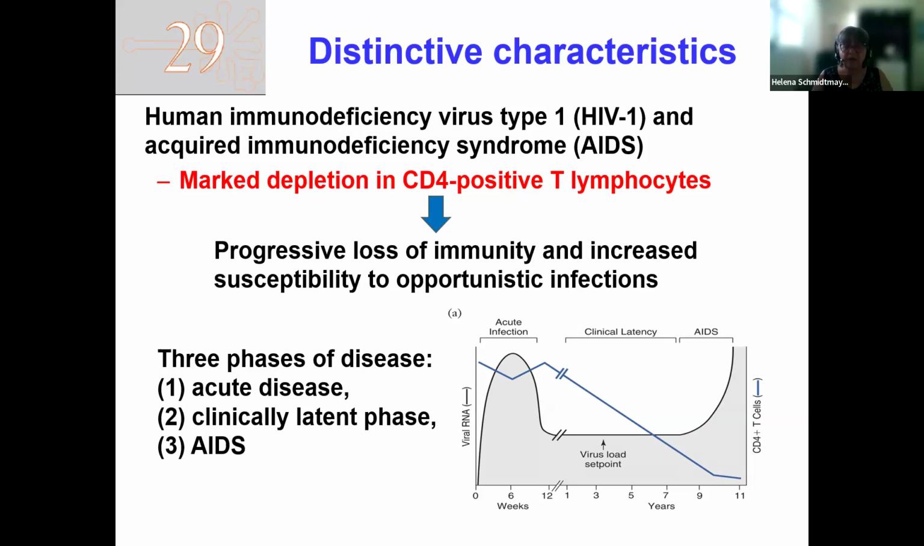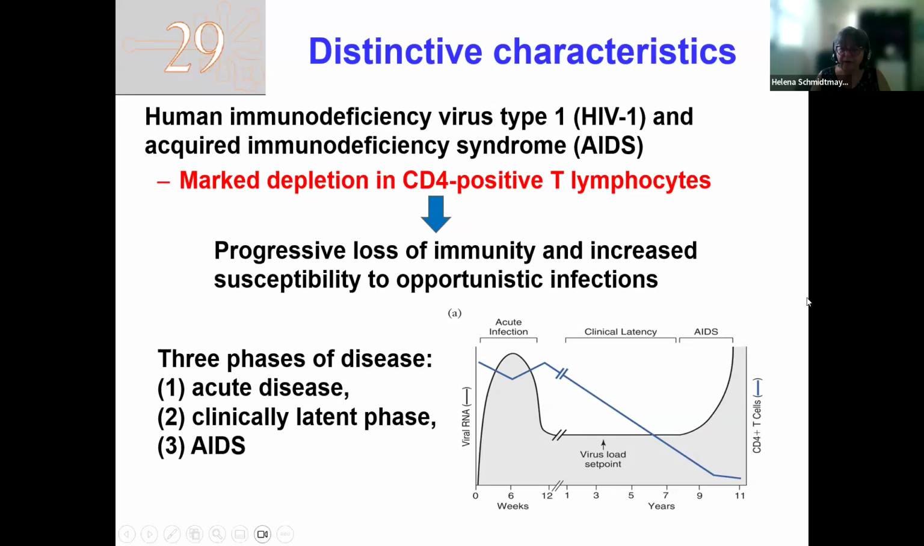Their functions are altered, but they are not killed. So major depletion is noted in the CD4 positive T lymphocyte population. Now, once a virus infects a person, the disease usually progresses in three phases.